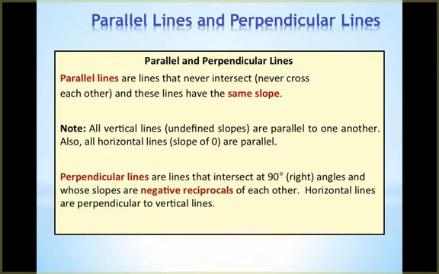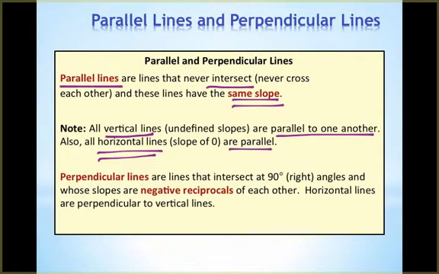Now we're going to take a minute and talk about parallel and perpendicular lines. First of all, we need to understand the definition of parallel lines. Parallel lines are 2 lines that lie on the same plane and they never intersect. In other words, they never cross each other. Parallel lines always have the same slope. It's important that we realize that all vertical lines will be parallel to each other and all horizontal lines will be parallel to each other.